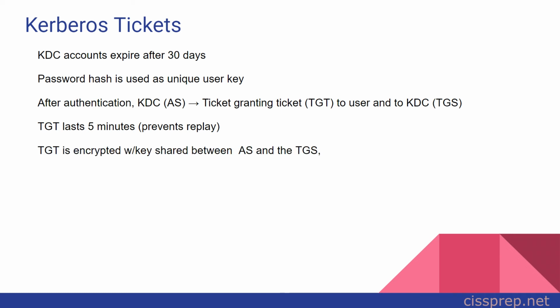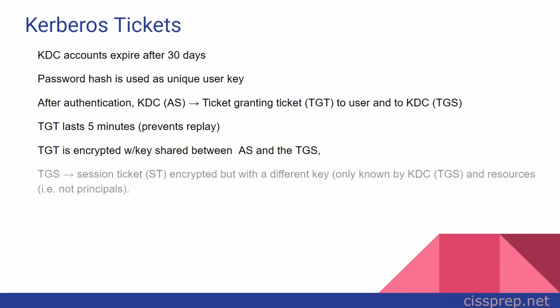The ticket granting ticket is encrypted with a symmetric key that's pre-shared between the authentication service and the ticket granting service. So the ticket granting service issues a session key that's encrypted with a different key, and that different key is only known by the ticket granting service and the resources or the servers that you're trying to access.